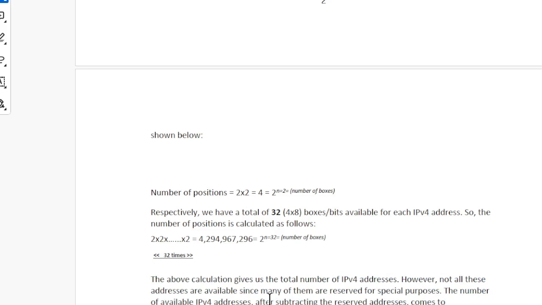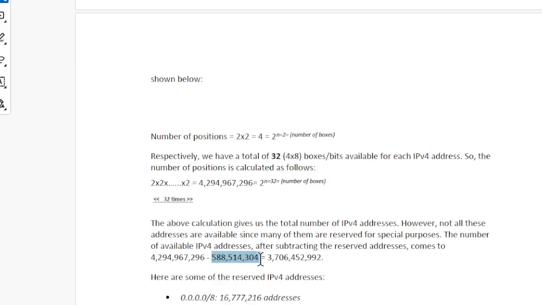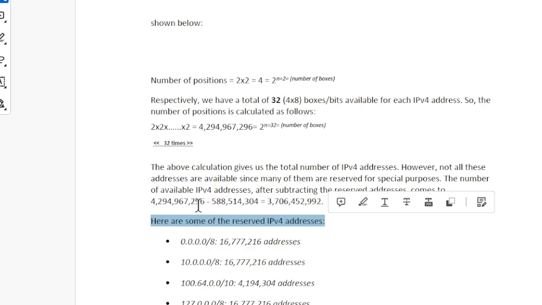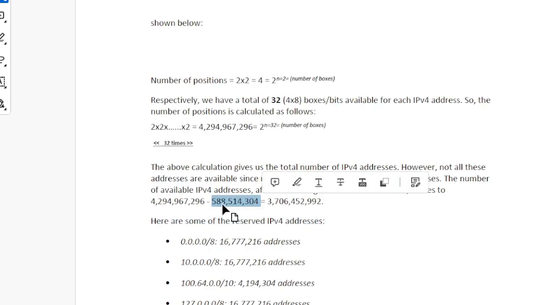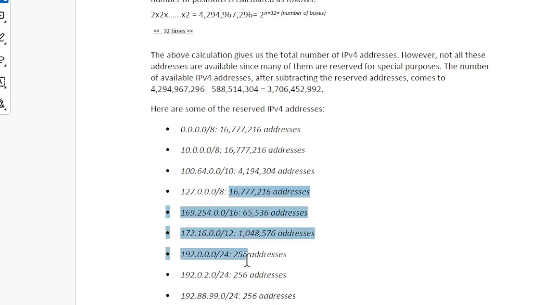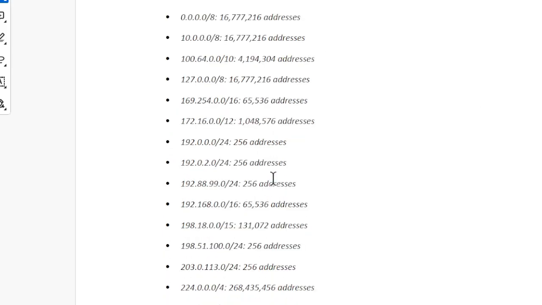But we have to subtract some reserved IP addresses, which is roughly 588,514,204 IP addresses, which came to this number, which is 3 billion. And here I've written some of the reserved IP addresses, which, if you sum them up, come to this number. So here I mentioned all these reserved IP addresses.